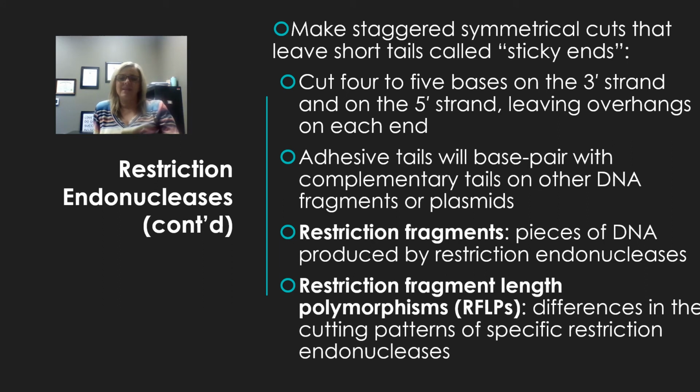And so they have these adhesive tails, and they're going to base pair with complementary tails on other DNA fragments or plasmids. A restriction fragment is that little piece of DNA produced by the restriction enzymes, or the restriction endonucleases. When you cut that, that's what's left, okay? Then we have the RFLPs, which is restriction fragment length polymorphism, and this is the differences in the cutting patterns of different endonucleases. And so we just have to match those up with the DNA that we want to insert.